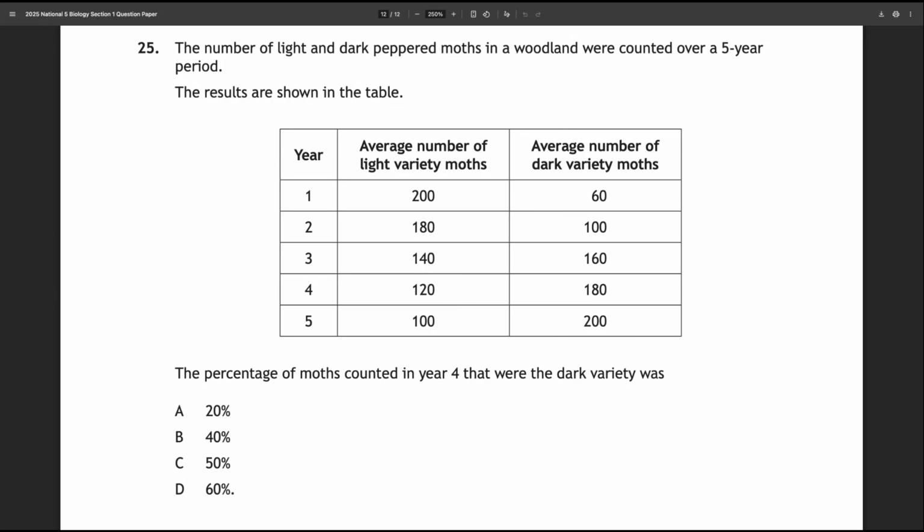Anyway, the percentage of moths counted in year 4 that were the dark variety was. So let's have a look at year 4. In year 4, we have a total of 180 plus 120. That's 300 moths. Of those, 180 of those 300 are dark. So we have to work out 180 out of 300 as a percentage. If you do 180 divided by 300 times 100, you should get 60%. So the answer for this final question would be D.